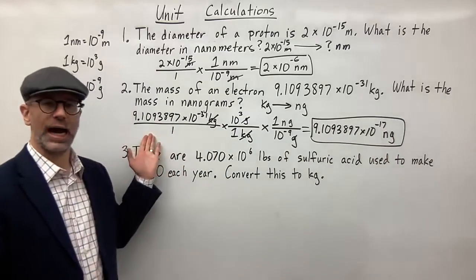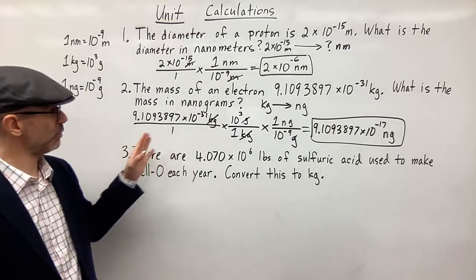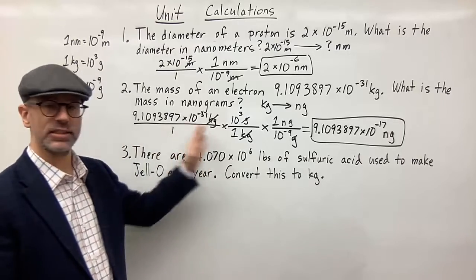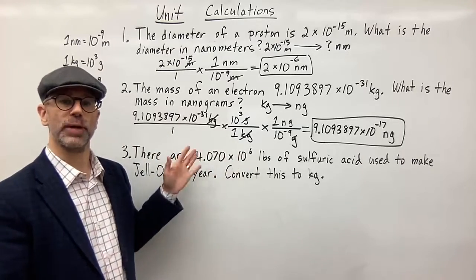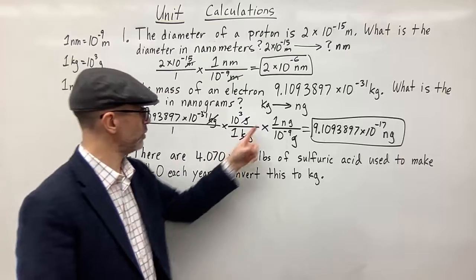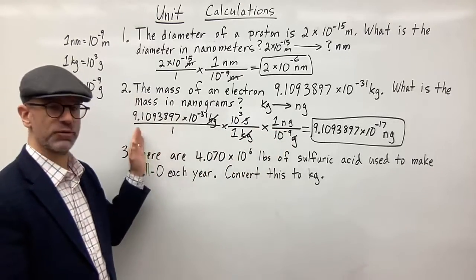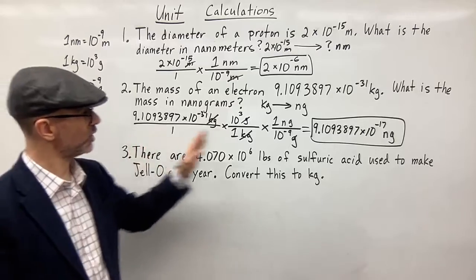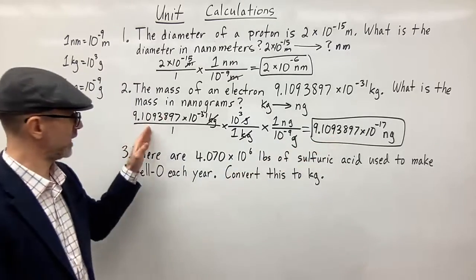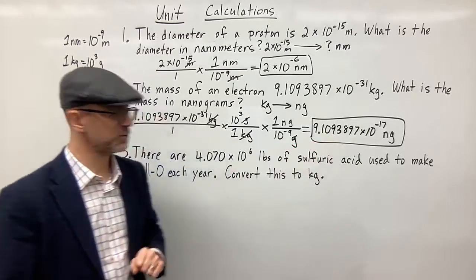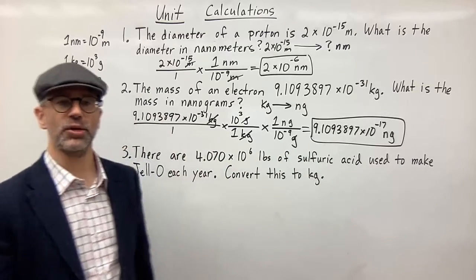Again, our answer should have the same number of sig figs as the least number of sig figs in the numbers that we're multiplying and dividing. These two relationships are exact, so we can ignore those. So the number of sig figs here is going to determine the number of sig figs here. It's the exact same number of sig figs. Let's go to the third problem.